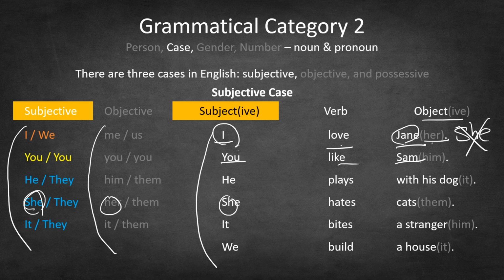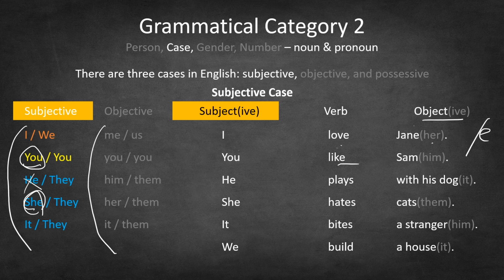You like Sam. You, subjective. So this one, like Sam. Sam is he, right? But this is objective. So don't use he, use him. You like Sam. You like him.